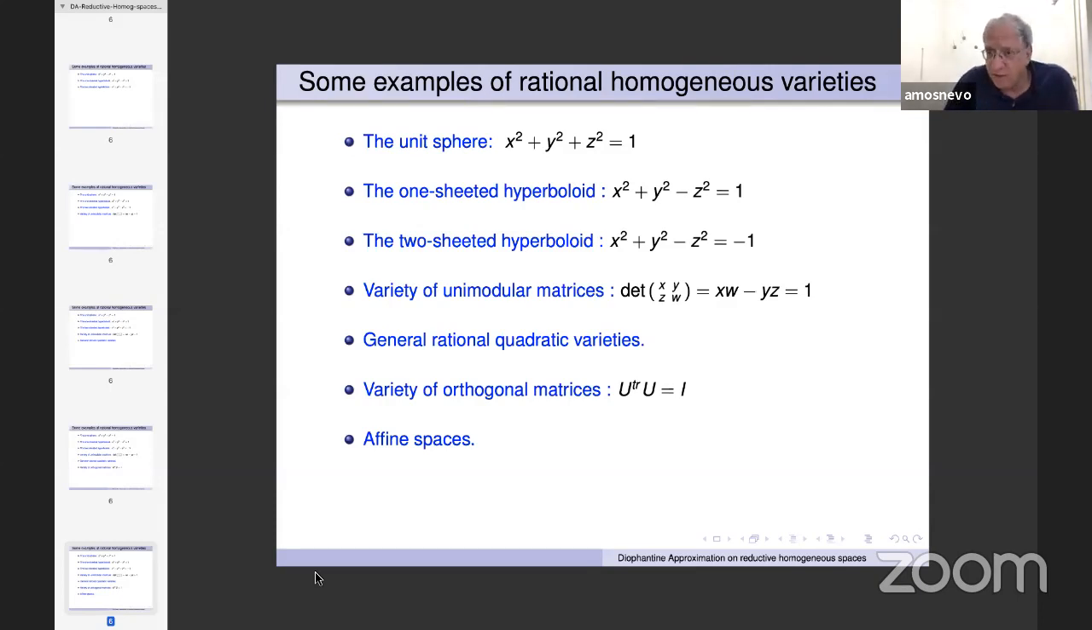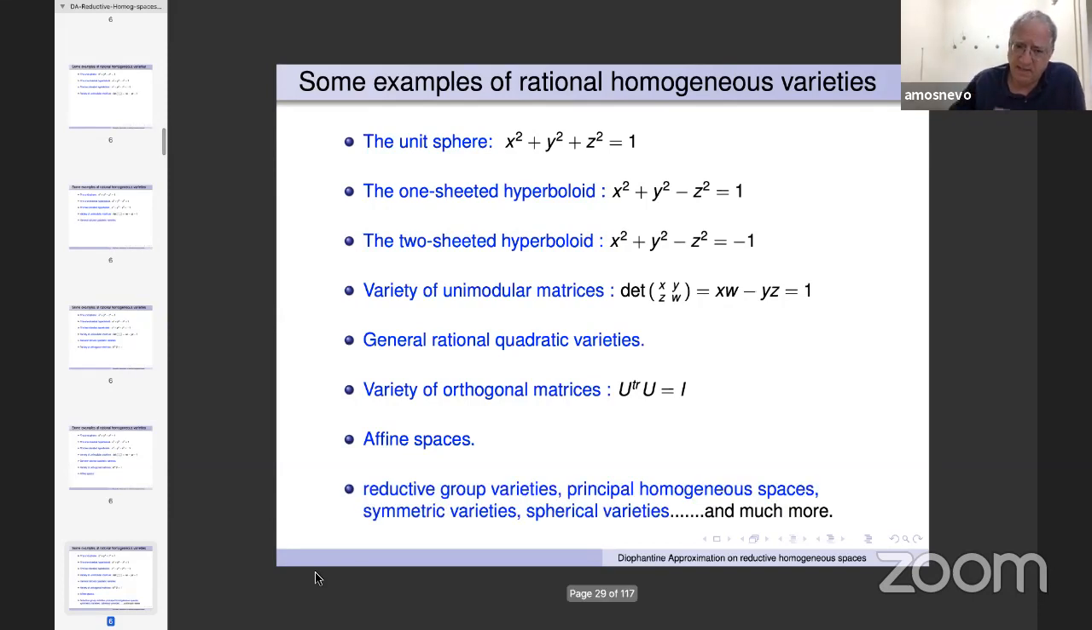But I should mention that the way we consider affine spaces here, of course, is as a homogeneous variety, namely we think of affine space as the affine group modulo the linear group. The affine group modulo the linear group can be identified with affine space. And we have more general reductive group varieties, principal homogeneous spaces, symmetric varieties, spherical varieties, and much more.